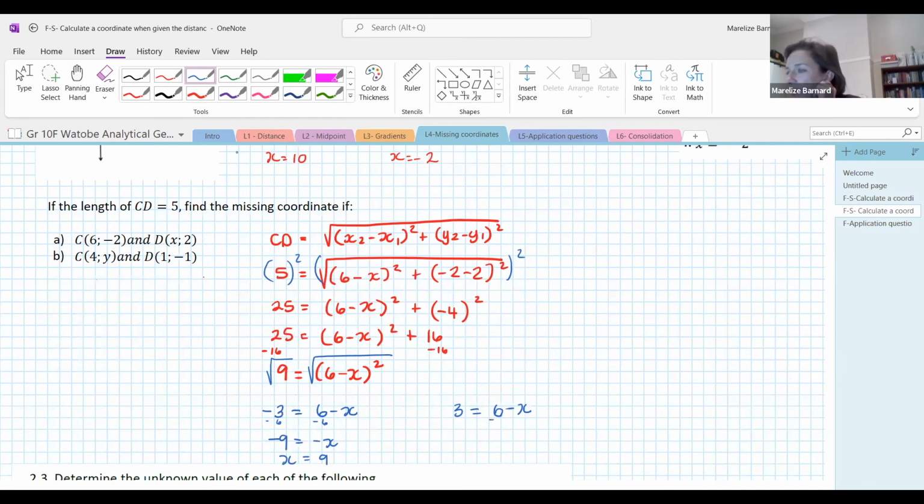And here we're going to subtract 6 as well, and that gives me minus 3 is minus x, and then x is 3. I want to see, put a thumbs up in the chat if you got that right.